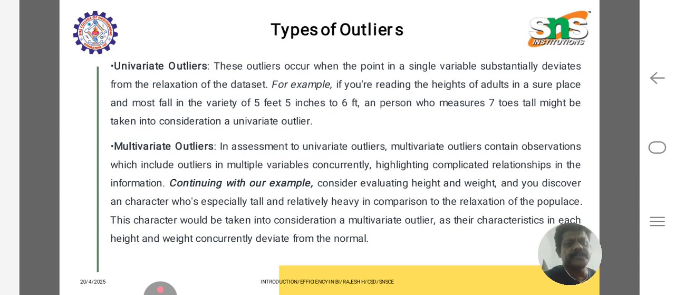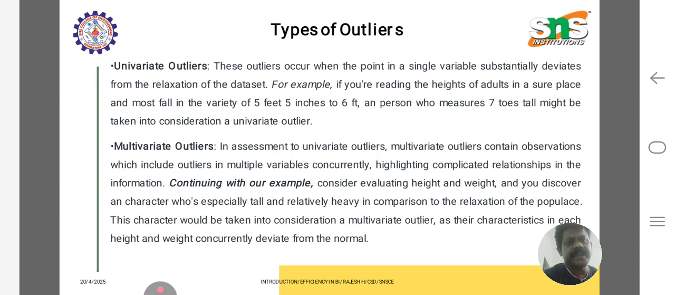There are different types of outliers. One is univariate outliers. These outliers occur when a point in a single variable substantially deviates from the rest of the data set. For example, if you are studying the heights of adults in a given place and most fall in the range of 5 feet 5 inches to 6 feet, a person who measures 7 feet tall might be considered a univariate outlier.